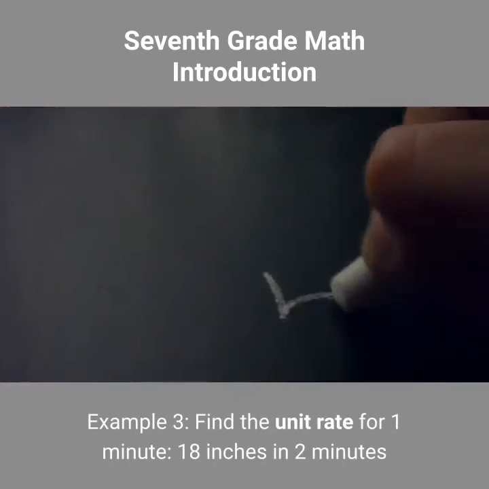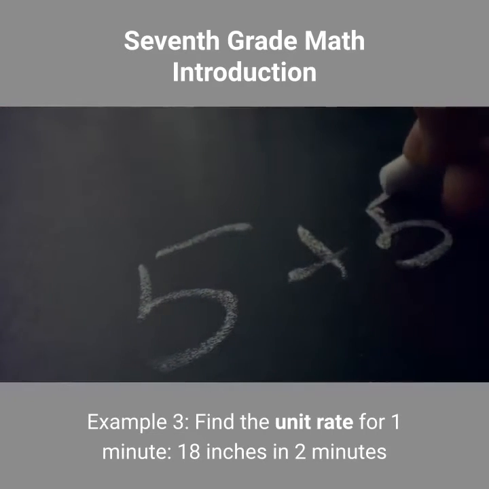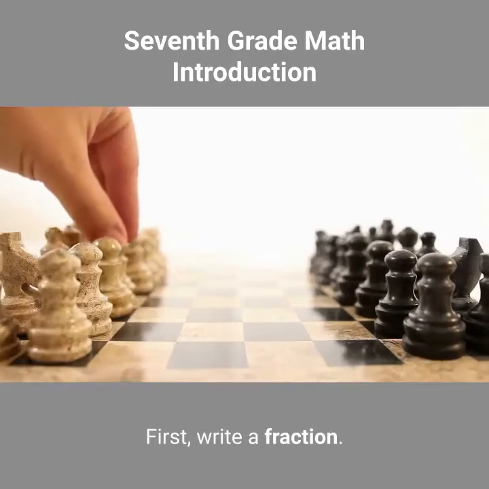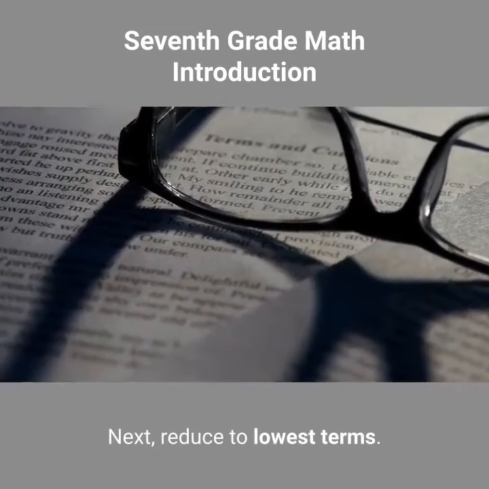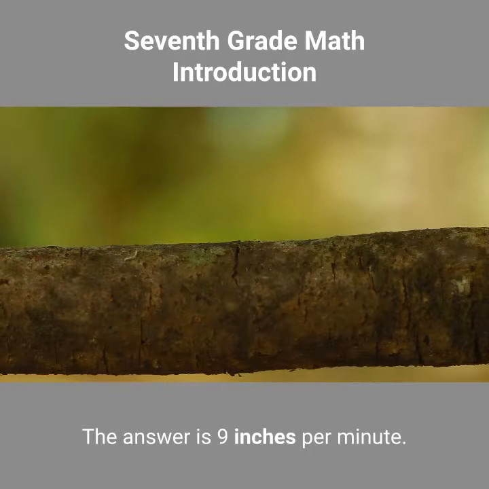Example 3, find the unit rate for 1 minute, 18 inches in 2 minutes. First, write a fraction. Next, reduce to lowest terms. The answer is 9 inches per minute.